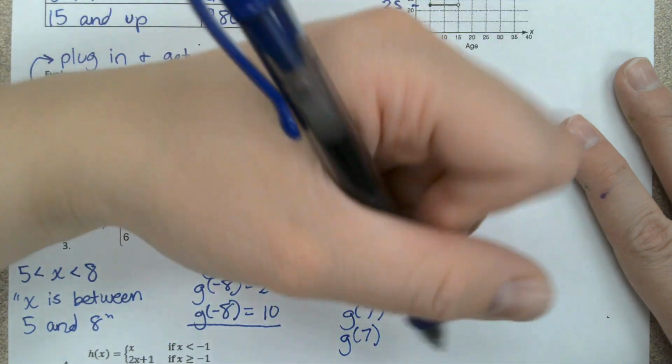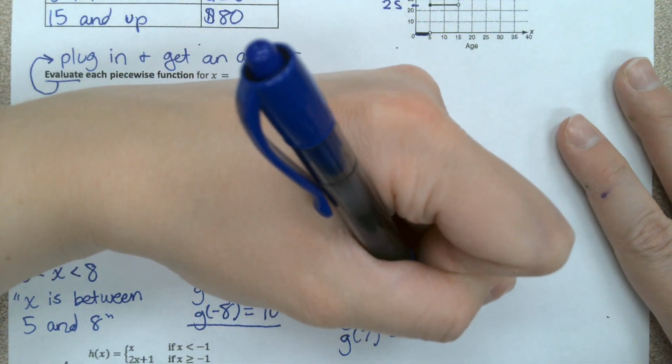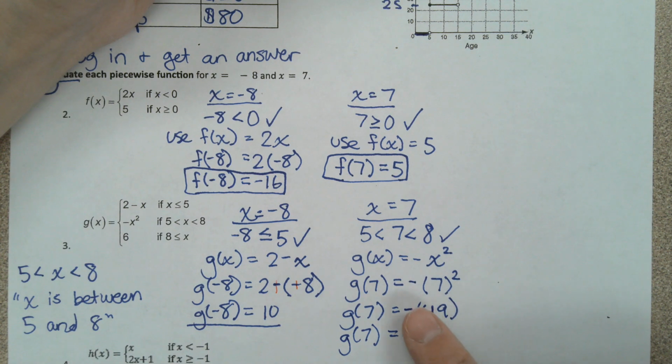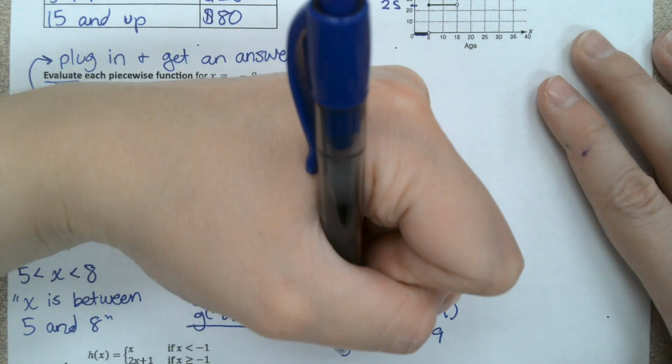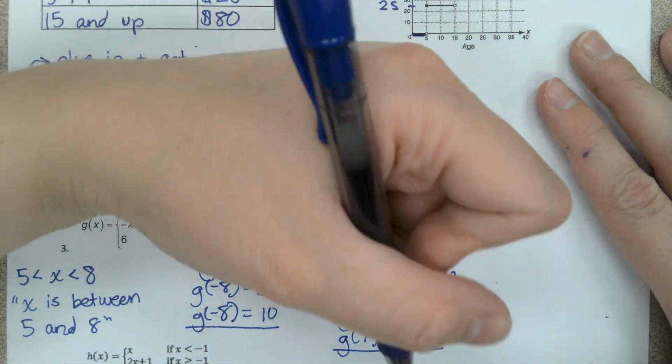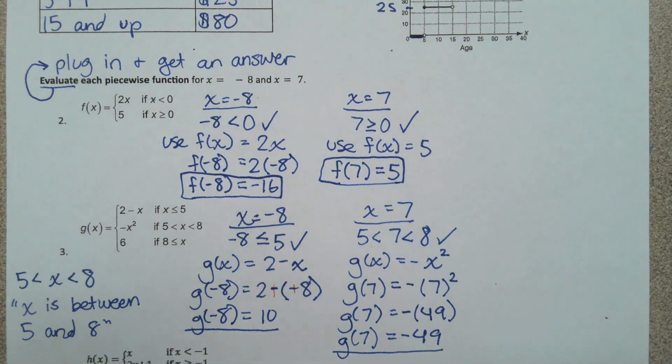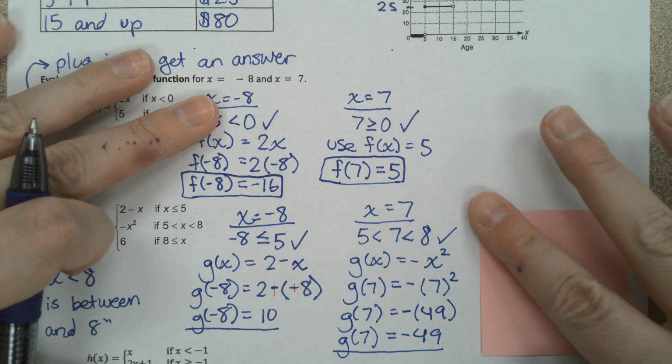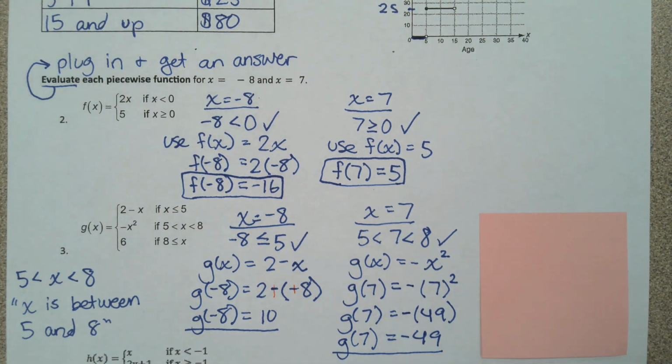So my final answer is actually negative 49 because of that negative outside of the parentheses. And that's my answer. Here's the common mistake that I could see someone making very easily. And it comes to just not being careful.